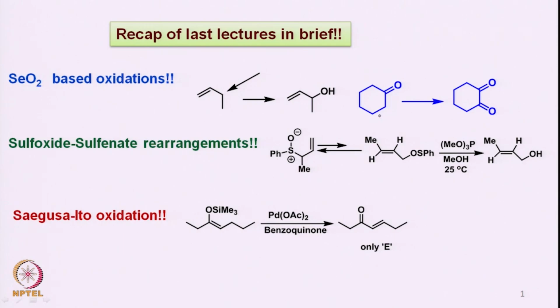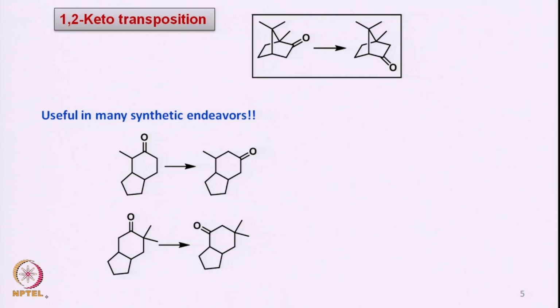Also, in the case of selenium dioxide based oxidations, we did conversion of ketones to diketones, and also oxidation at the allylic position to go to the allyl hydroxy group. Then we also did the Saigusa-Ito oxidation, where enol silyl ether was converted to the corresponding enone. Now let us go to another topic today, which is 1,2 keto transposition.